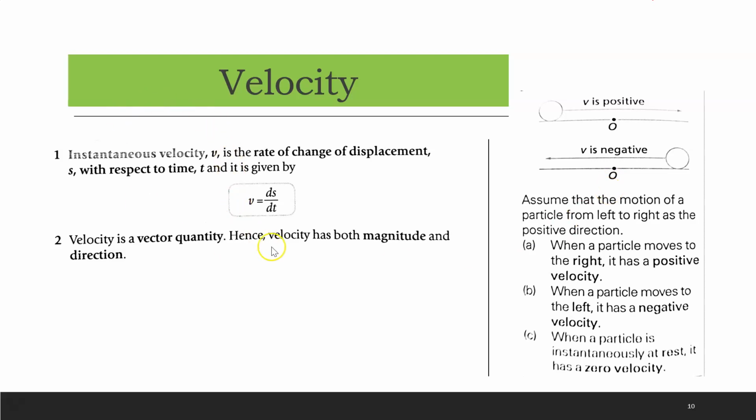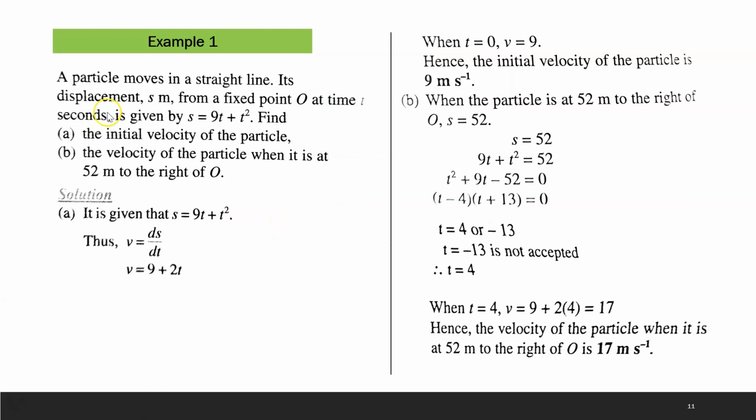So I hope you are clear with velocity. It is a rate of change of displacement, what you have learned before, with respect to t. So how to find v, the velocity: you need to differentiate s with respect to t. Okay, this is the single formula. Okay, let's see the example.